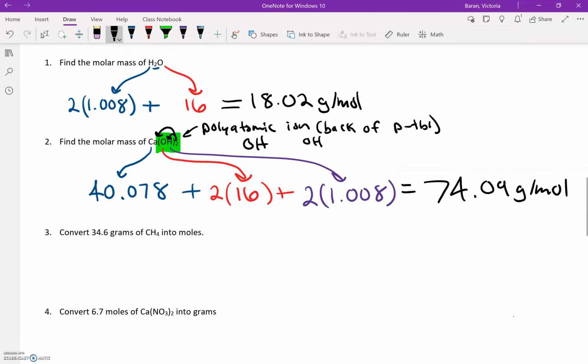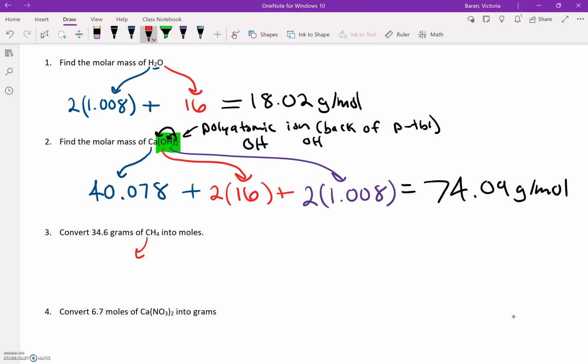All right, so now that we've gone over how to calculate molar mass, now we're going to not only calculate molar mass, but also use it to convert between grams and moles. So for my first problem here, it says convert 46 grams of CH4 into moles. Usually if you're ever seeing something with grams and moles, most likely you're going to have to find molar mass. So first thing I'm going to do is find the molar mass of CH4.